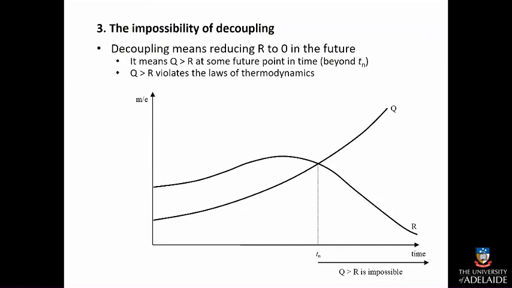Well, in fact, beyond Tn, that's impossible. Okay? R must be higher than Q. So absolute decoupling is impossible. If you're producing more output, you must ultimately be using more resources.